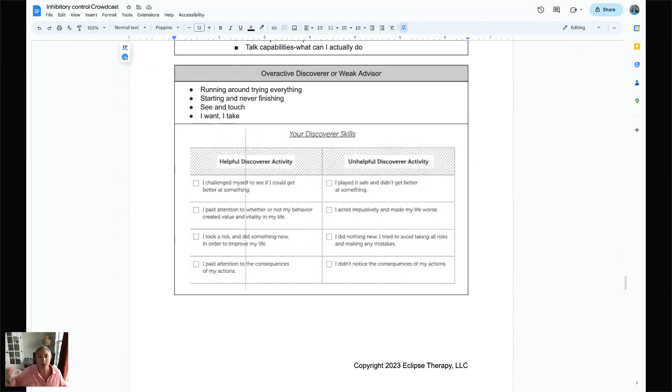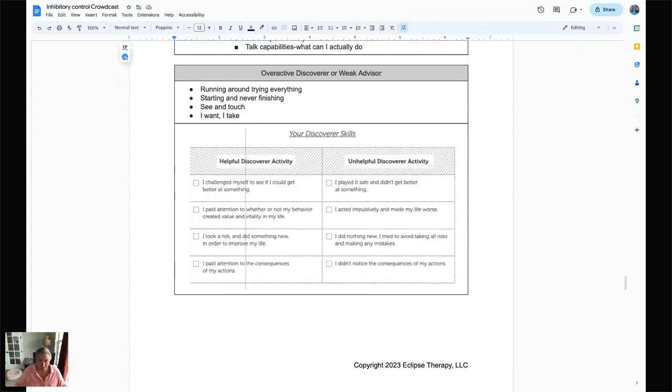But we see some of that impulsive behavior when they're escalated, totally dysregulated: fight, flight, freeze. There's lots of impulsive behaviors. I did not notice the consequence of my actions, right? I didn't take time to pause to see how that turned out. I didn't push my pause button to say, hey, this turned out great for me. It didn't turn out great for me.